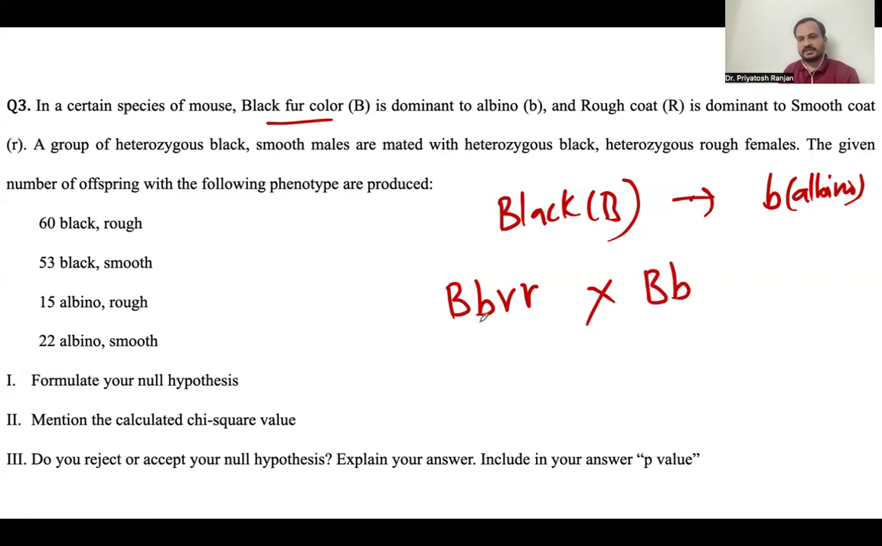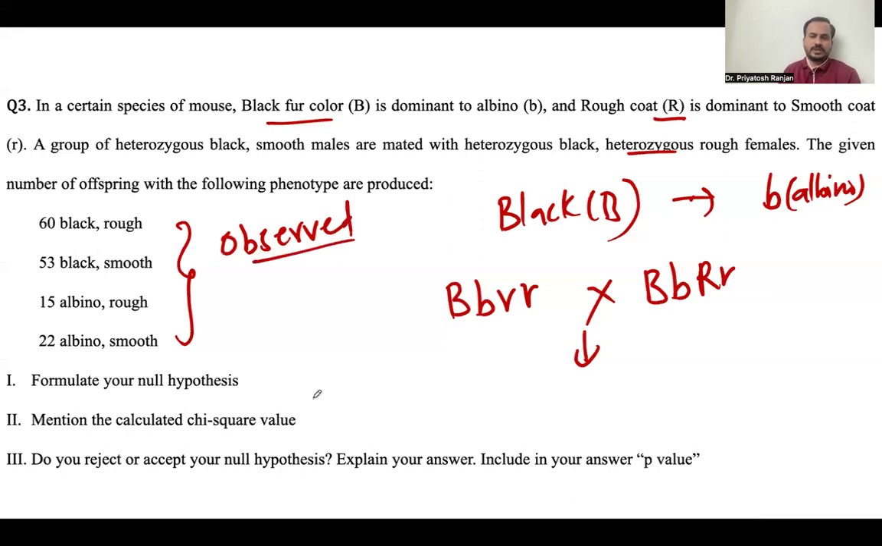We all know what heterozygous is: both variants of the gene are present, or rather the two alleles of the same gene are present, capital B and the small b, and those are not identical. All right, mated with heterozygous black, heterozygous rough females, and I need to represent the rough with capital R. Remember, it's given heterozygous rough females, so it's a capital R, small r. And then, the given number of offspring with the following phenotype are produced. Remember, the values which are given are the observed.